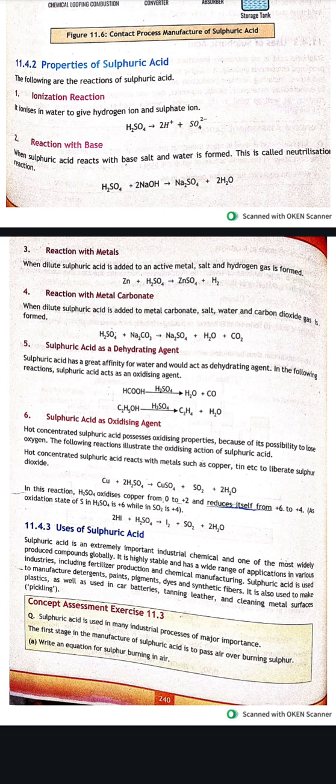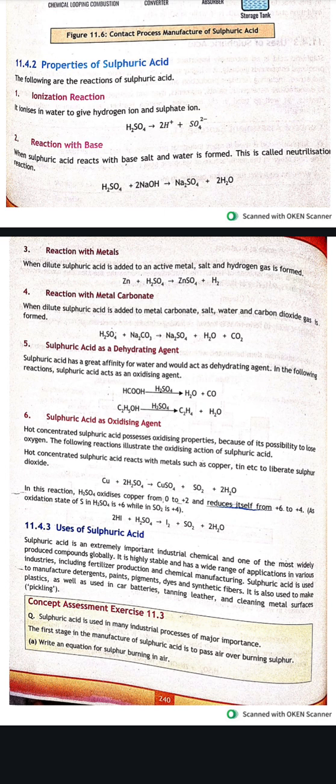2HI plus H2SO4 gives us I2 plus SO2 plus water. So when the hot sulfuric acid reacts with the metals, it will liberate sulfur dioxide. And the oxidation state of copper also changes from 0 to +2. So H2SO4 oxidizes the copper and reduces itself, changing its oxidation state from +6 to +4. We have another reaction, 2HI plus H2SO4 gives us I2 plus SO2 plus H2O.